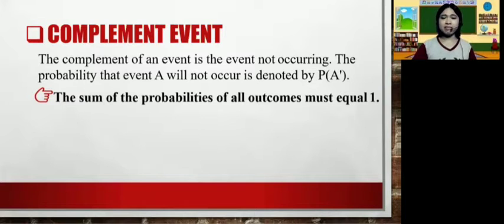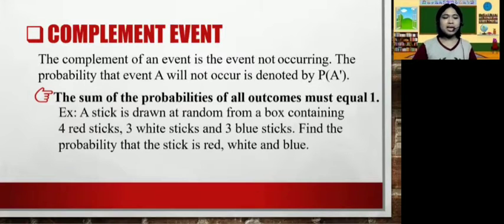So let's have an example. A stick is drawn at random from a box containing 4 red sticks, 3 white sticks, and 3 blue sticks. Find the probability that the stick is red, white, and blue. I'm using this as an example, where I changed the original question.